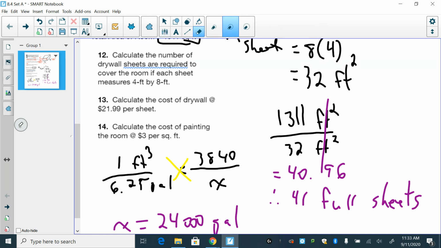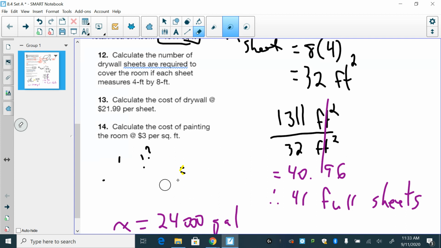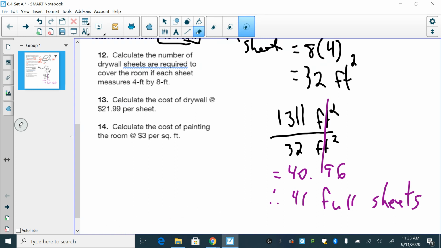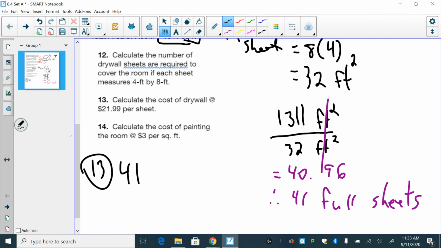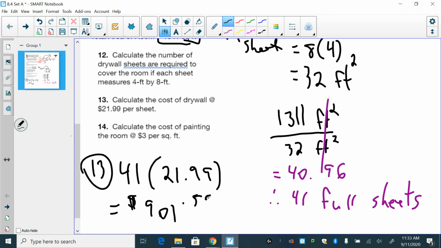It says calculate the cost of your drywall sheets. So if I need 41 sheets, all you're going to do is take your 41 and multiply it with the cost. So it's 21.99. So 41 times 21.99 equals $901.59.